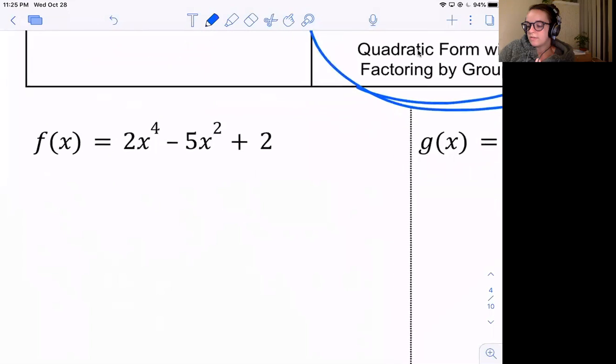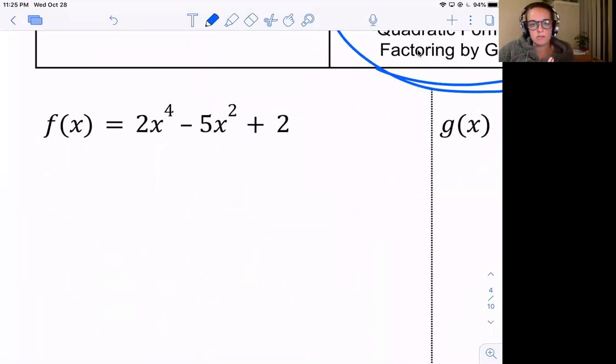So we'll start with f of x here. Take a moment to write that down. Pause the video if you need to.